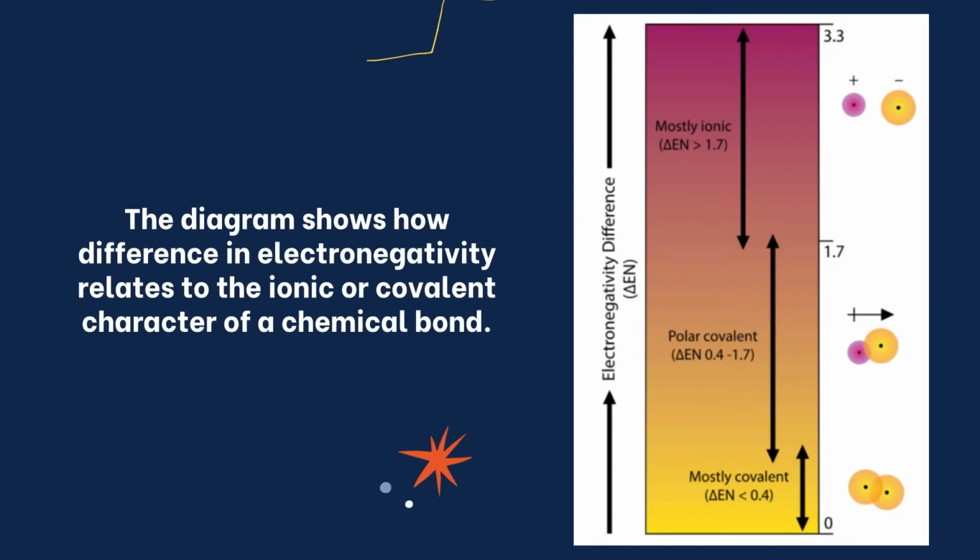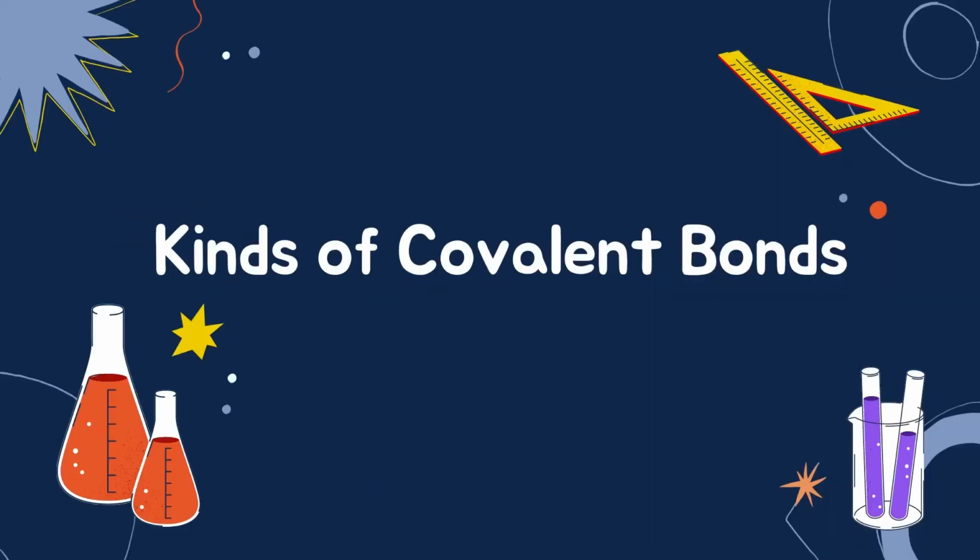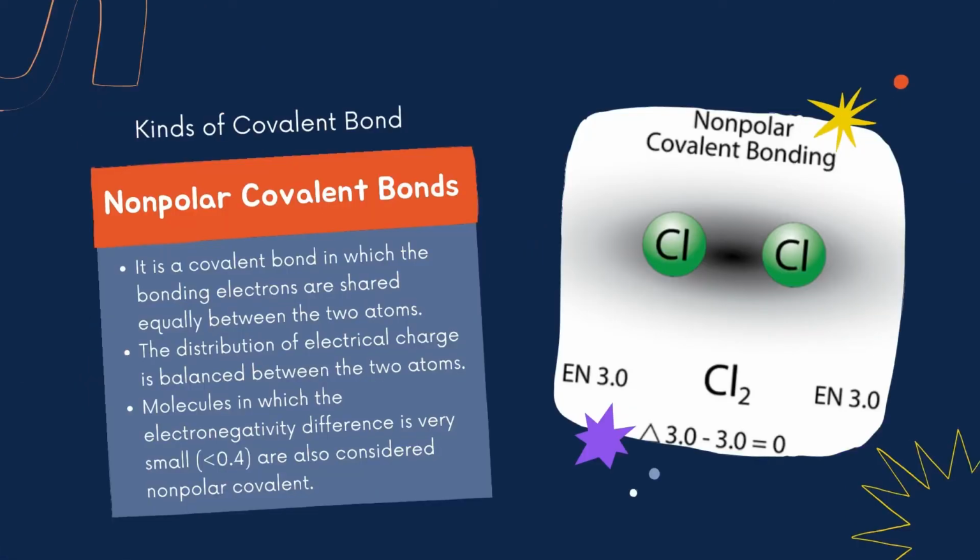A bond in which the electronegativity difference is less than 1.7 is considered to be mostly covalent in character. However, at this point, we need to distinguish between 2 kinds of covalent bonds. Kinds of covalent bonds. Non-polar covalent bond.